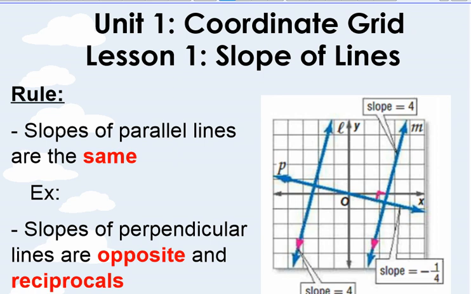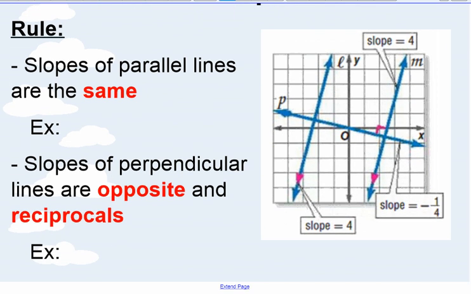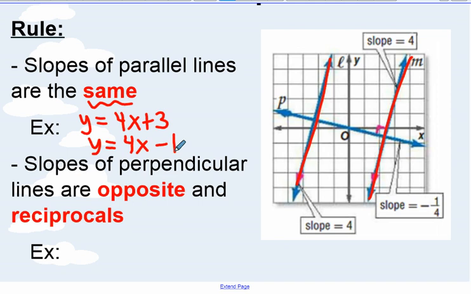Okay, so let's talk about perpendicular and parallel lines, right? The slopes of parallel lines are going to be the same. Okay, so if we look at this graph over to the right, the slopes there of line L and line M are parallel because they both are 4. Another way you might see it written is in y equals mx plus b form. So maybe we're going to have y equals 4x plus 3, and y equals 4x minus 1. Okay?